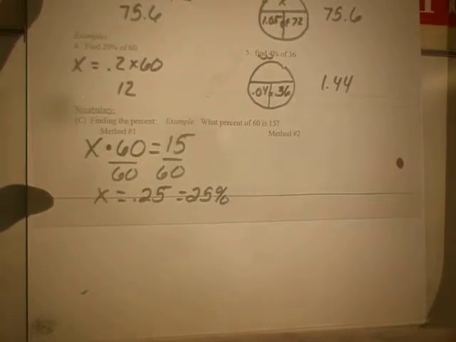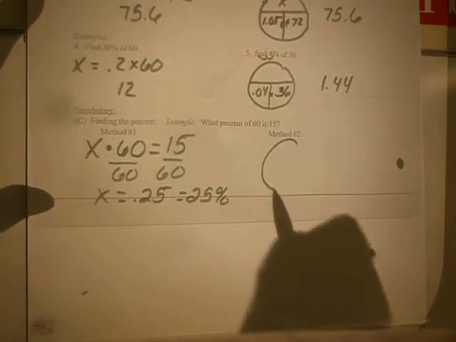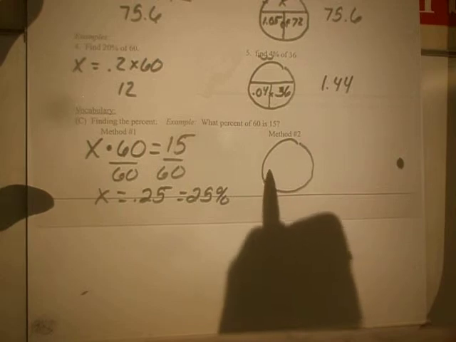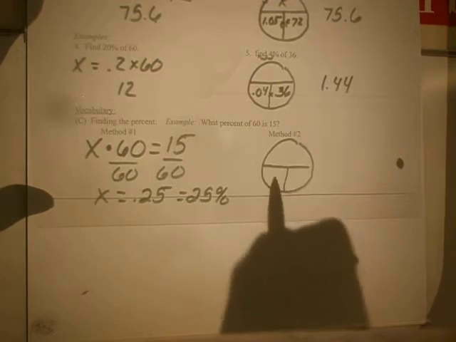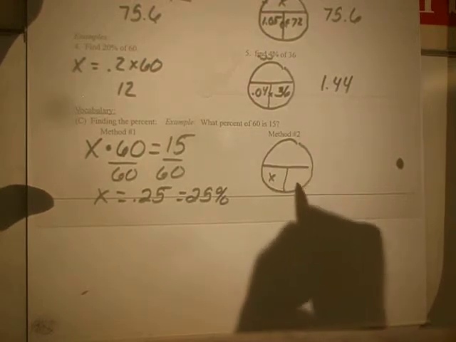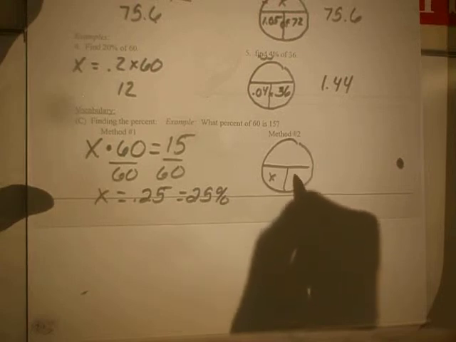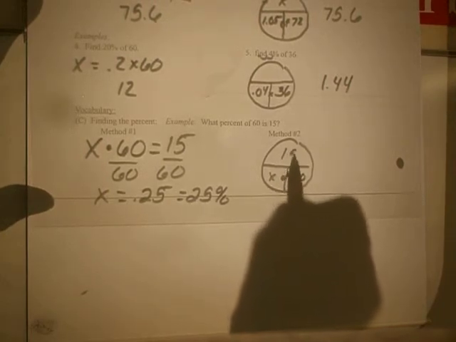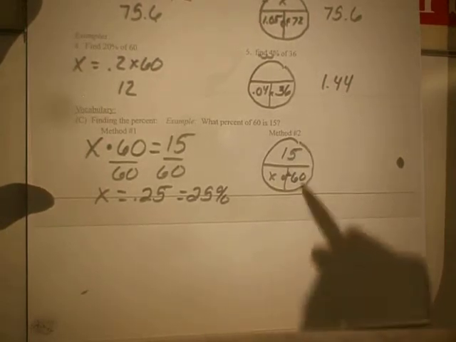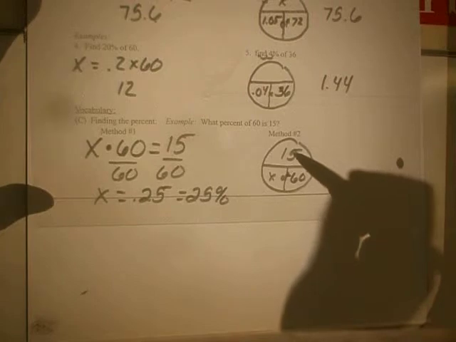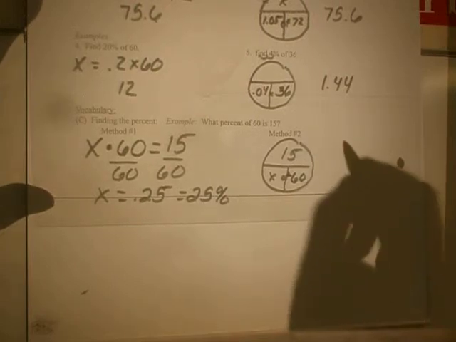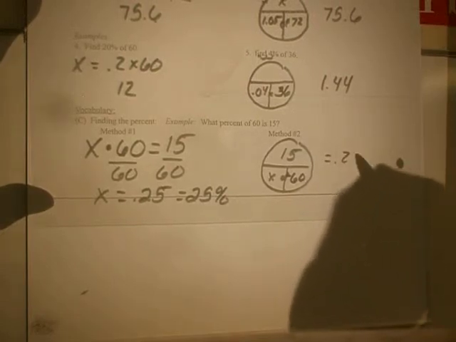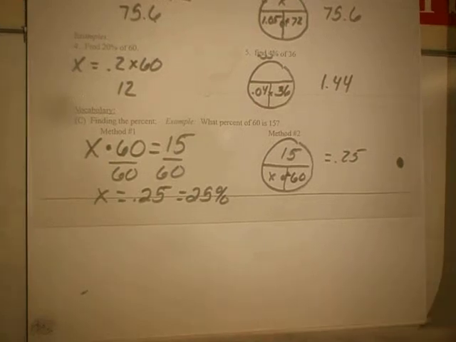And I kind of like these circle things for this type. What percent is what we're looking for. So we'll call that X. Of 60, this is where the "of" number goes, is 15. And then you see you have your 15 on the top, 60 on the bottom, and if you divide those, again, you will have 0.25 or 25%.